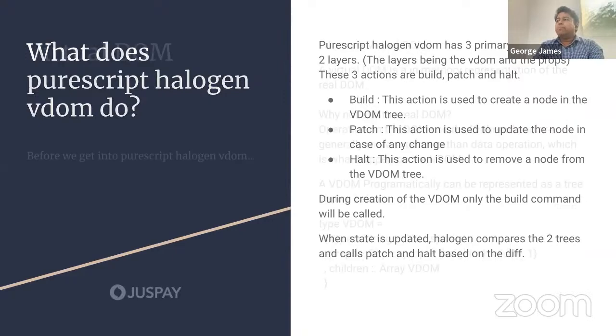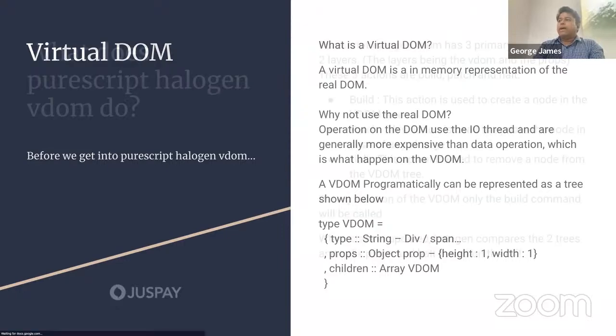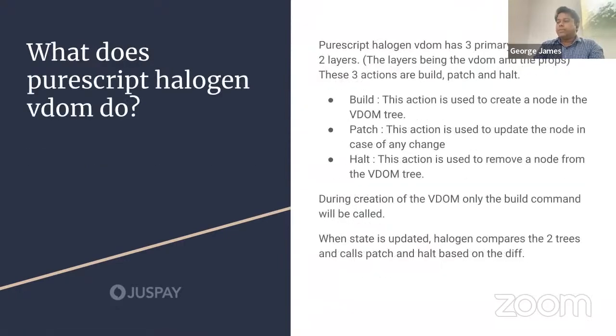Second is patch. Now let's say you have an update on the node, right? Let's say one of your props, height, changed to 2. What Halogen does is it compares your existing DOM with the current DOM. And it will find out that, hey, only height has changed. And it is going to trigger just a patch operation, a lightweight operation, to update that one property. And this is patch. Finally, we have halt. The obvious next step is we need a mechanism to remove something we built or something that is no longer needed. Let's say I remove the height property, then I need to trigger a halt on the height property to remove it.